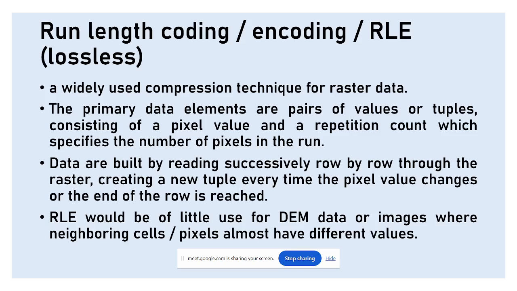Data are built by reading successively row by row through the raster, creating a new tuple every time the pixel value changes or the end of the row is reached. RLE would be of little use for DEM data or images where neighboring cells or pixels almost always have different values. This is a lot of words, but we'll see the practical example, so then it will be a little easier.